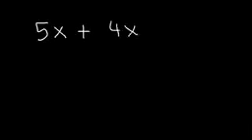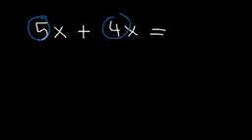In this video, we're going to cover a few common concepts that you'll see in a typical algebra course. So let's get right into it. Let's say you have two terms, 5x plus 4x. These are considered like terms. Whenever you have like terms, you're allowed to add the coefficients. 5 plus 4 is 9, so 5x plus 4x is 9x.